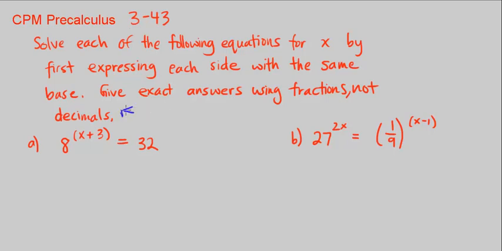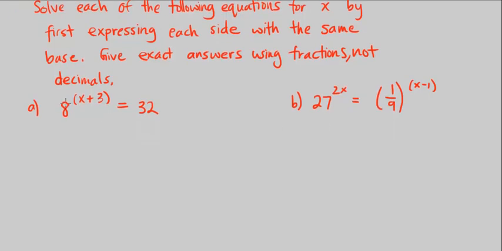So that means do not plug into our calculator. Like 1/4 equals 0.25, but we don't want 0.25. We want the 1/4. All right. So let's look at part A. Part A, we have 8 to the power of x plus 3 is equal to 32.